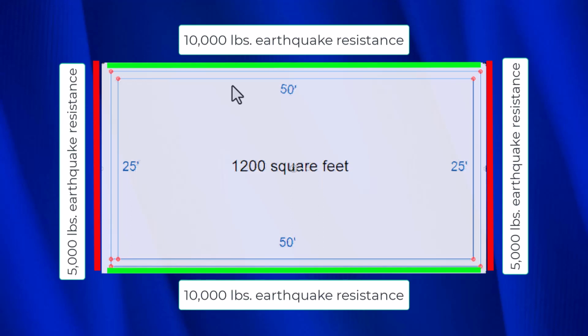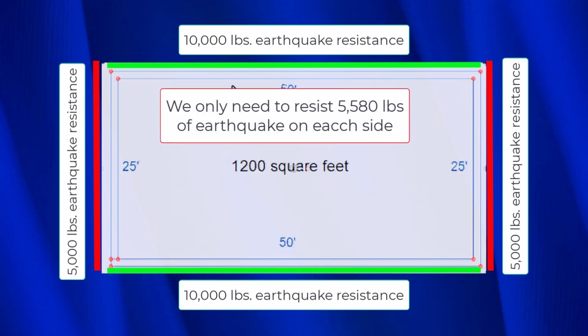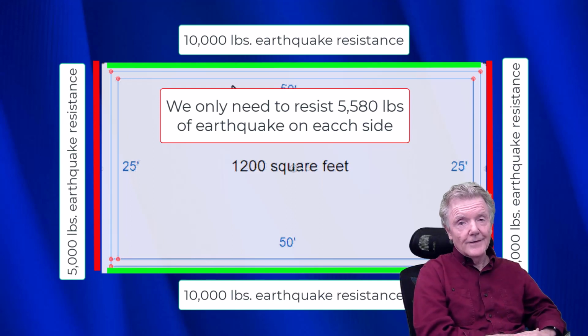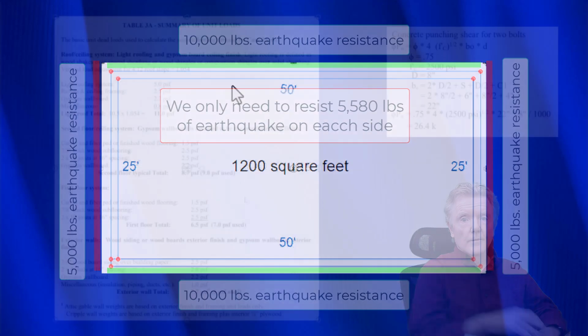Now when we do the calculations for this house, we discover that we only need to resist 5,580 pounds of earthquake force on each side. So, where we can resist 10,000 pounds, we're doing great. We have actually almost twice as much as we need. And if we look at the shorter walls, the 25-foot walls, we're pretty close. So that's the reason why stucco houses, at least that's the only reason I can figure out, do so well and why the cripple walls don't collapse.